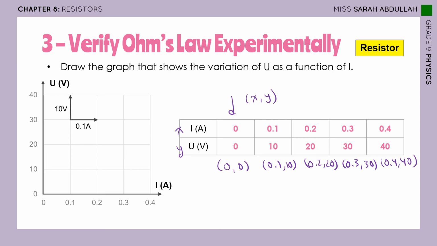Let's do them. So the first one is 0, 0, so it's like the origin, right here. The second point is 0.1, 10, so it's this point. Third one, 0.2, 20, so it's right here. Then 0.3, 30, then 0.4, 40. So I connect the dots. I'm going to try to draw a straight line as straight as possible. So I connect the dots and I end up with a straight line that is passing through the origin.